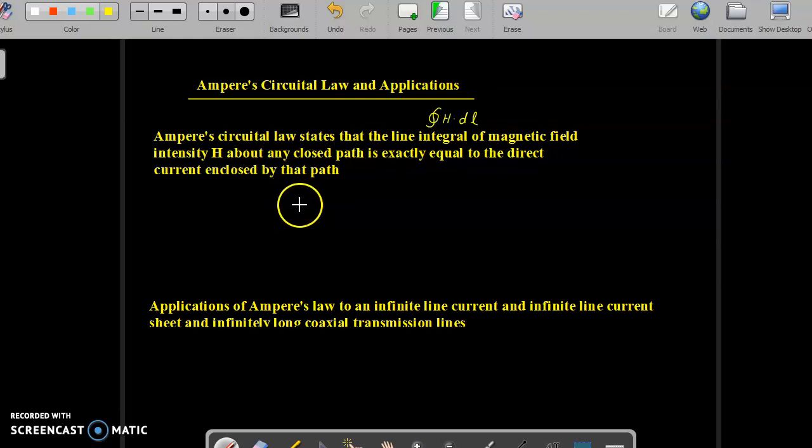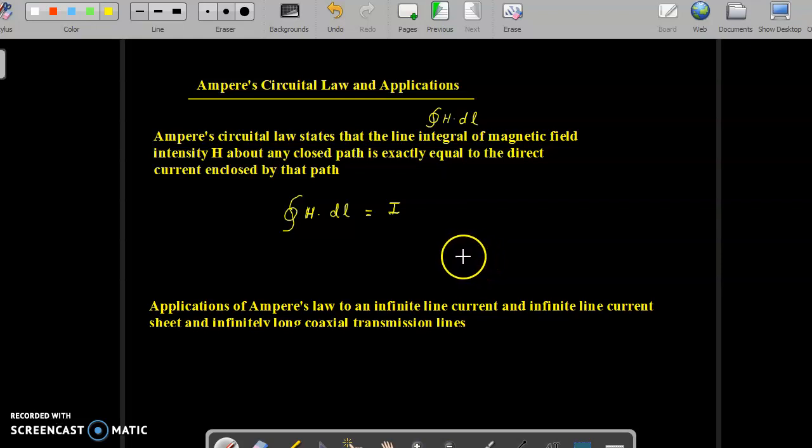So we can write it down as an expression: the line integral of the magnetic field intensity around any closed path is exactly equal to the direct current enclosed by that path. So this is the expression of Ampere's circuital law.